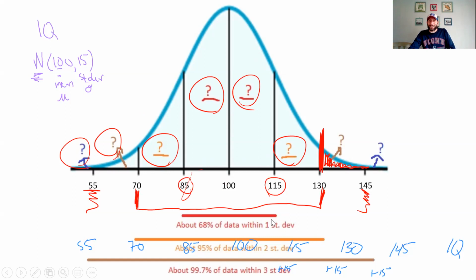Pause the video, right, and see if you can use what we know about the empirical rule, the 68, 95, 99.7 rule, to figure out the value of each of these question marks. Of course, they should add up to 100%. Right, so check your work, see how you do.